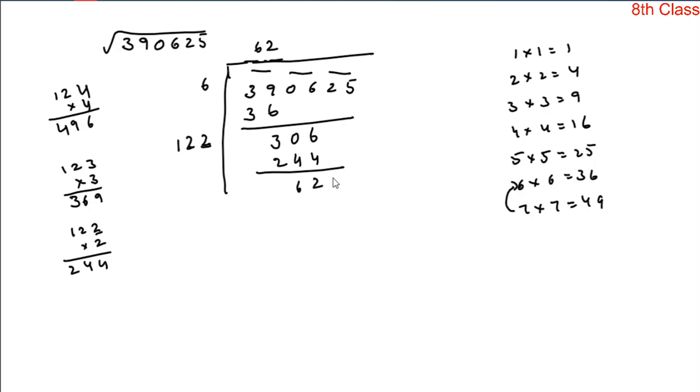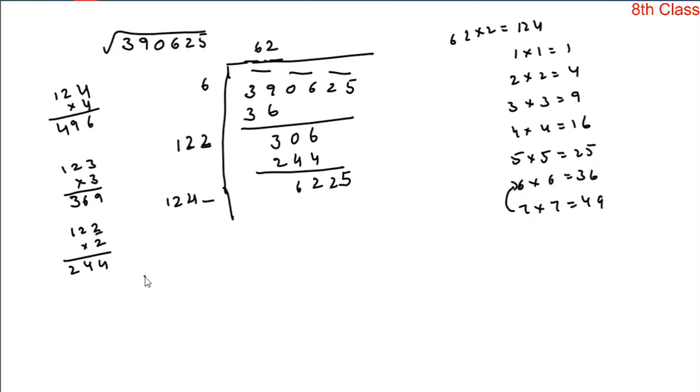Now bring down the next period. Here the next period is 25. Now again, double the quotient. Here the quotient is 62. Double it, it means into 2, it is equal to 124. Let us take that 124 and place a blank, and you replace this blank with one digit, and if you multiply the total number that is formed with the digit by the same digit, the product should not be greater than 6225. Find out the digit.